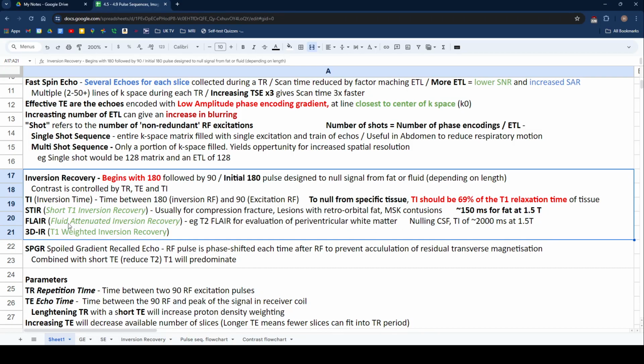FLAIR is your fluid attenuated inversion recovery, e.g. a T2 FLAIR, used to evaluate the periventricular white matter. In the FLAIR, you're going to null CSF. Your TI is around 2000 at 1.5. 3D IR is a T1 weighted inversion recovery.